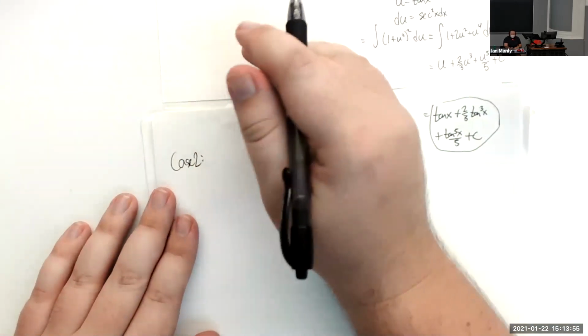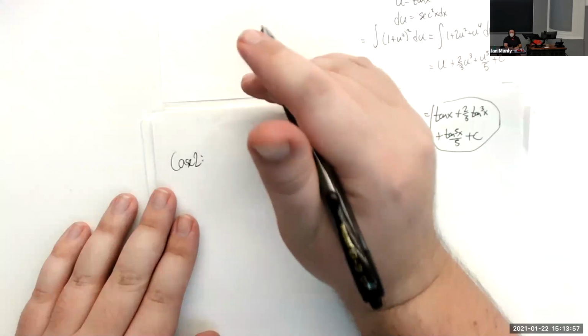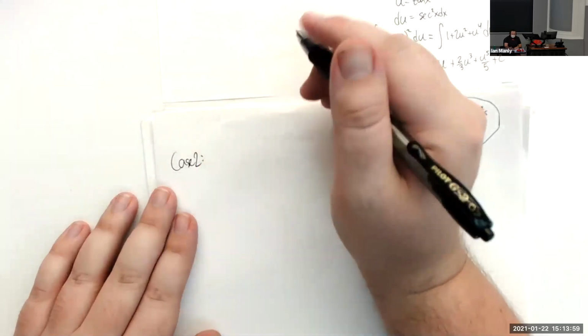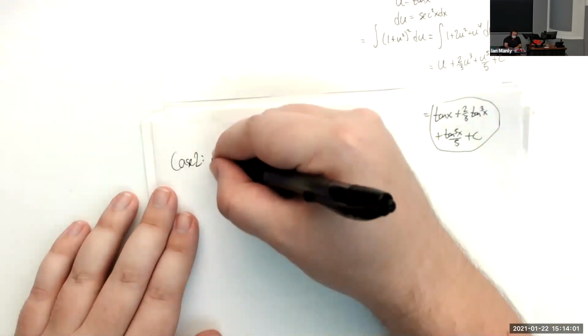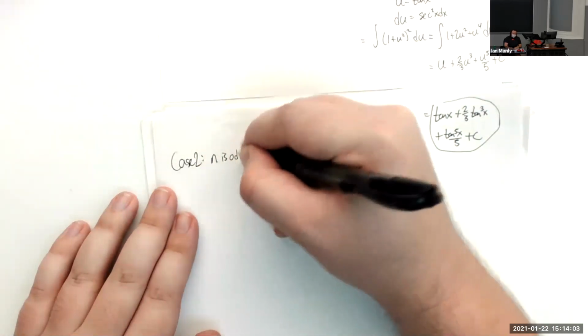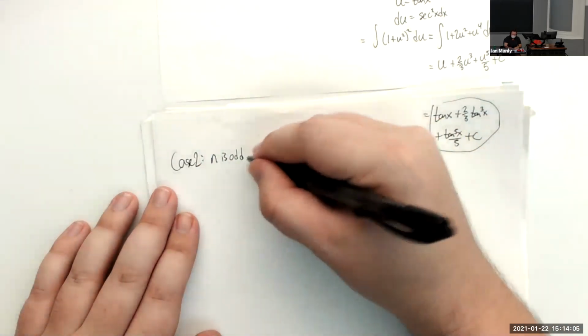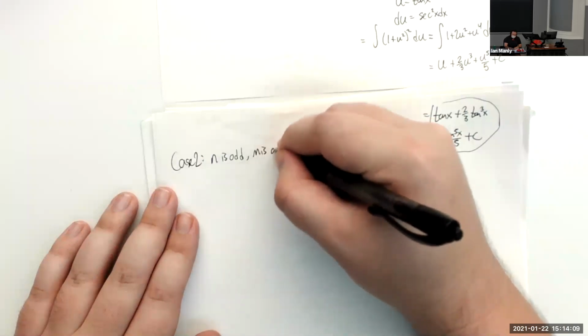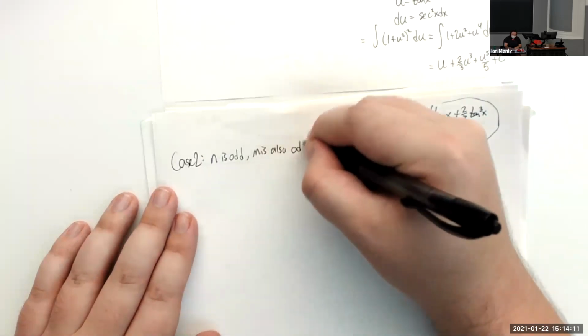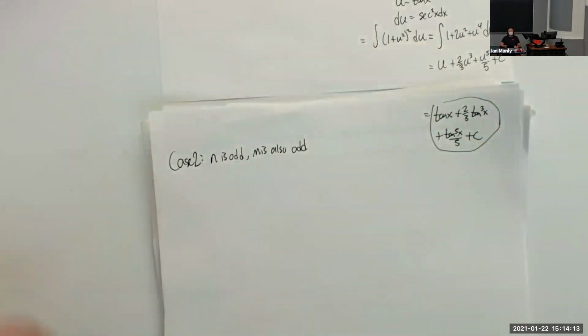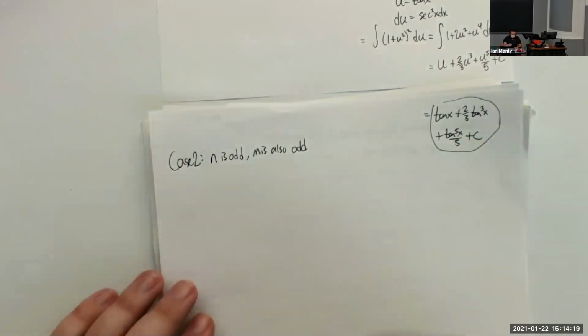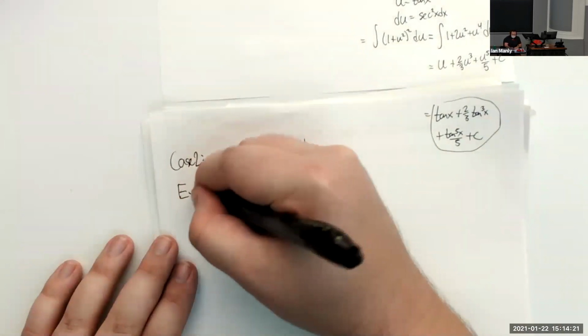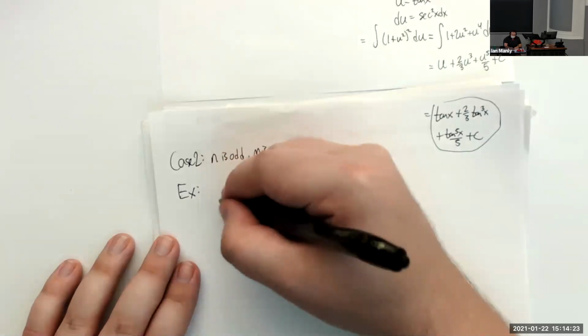Case two. So we talked about when n is even, the power of secant is even. Now let's move on to when the power of secant is odd. So n is odd. Remember, n was our power of secant. And m is also odd. So if both of the powers are odd, we can do this second case right here. All right, so let's take a look at an example of this. How are we going to do this?